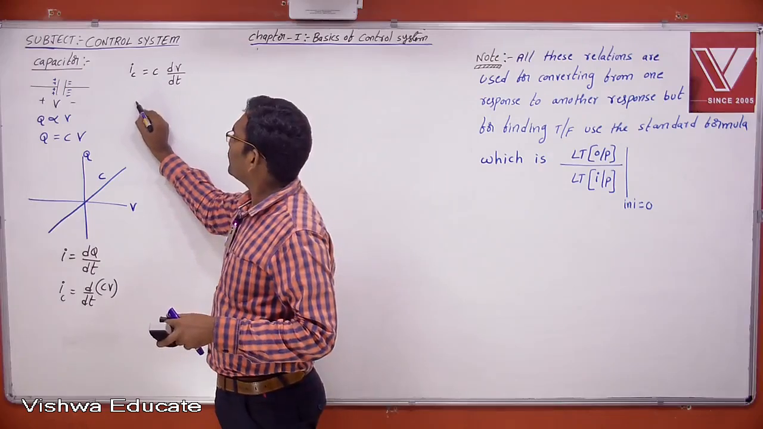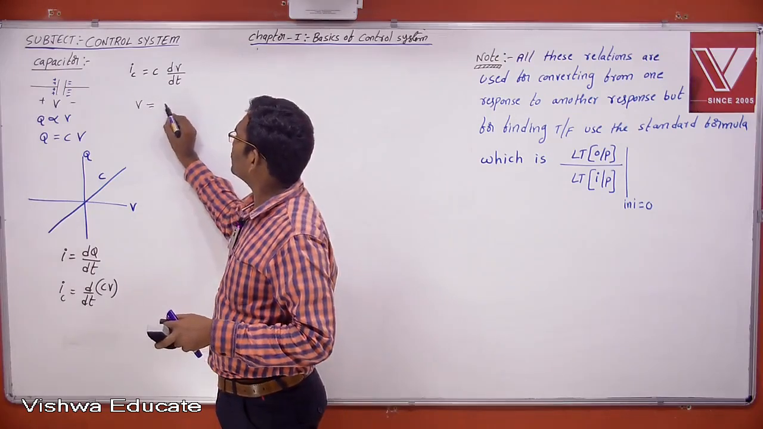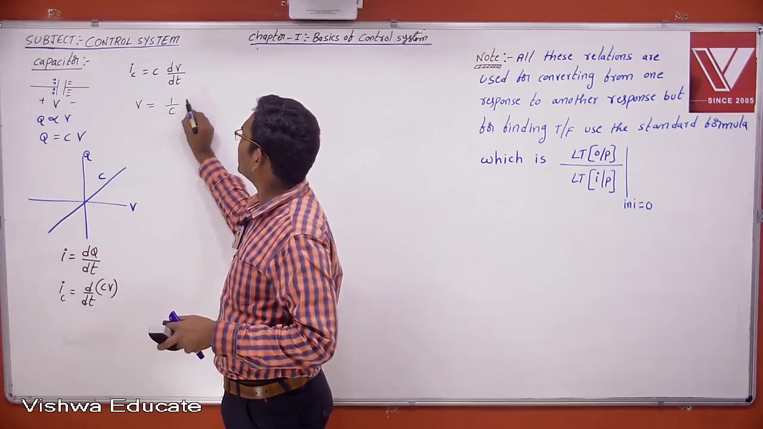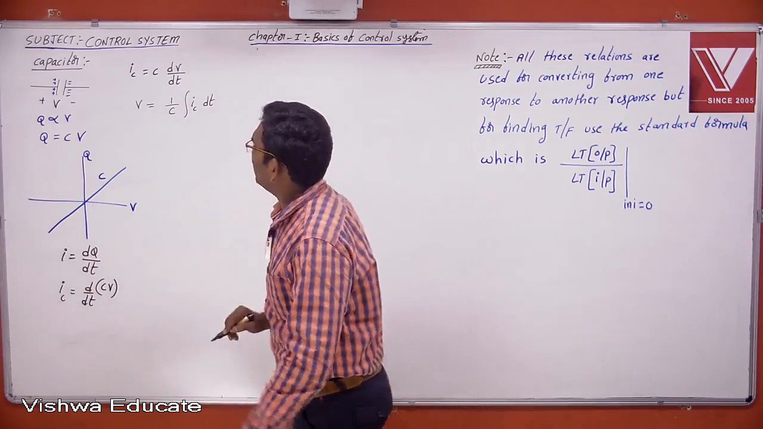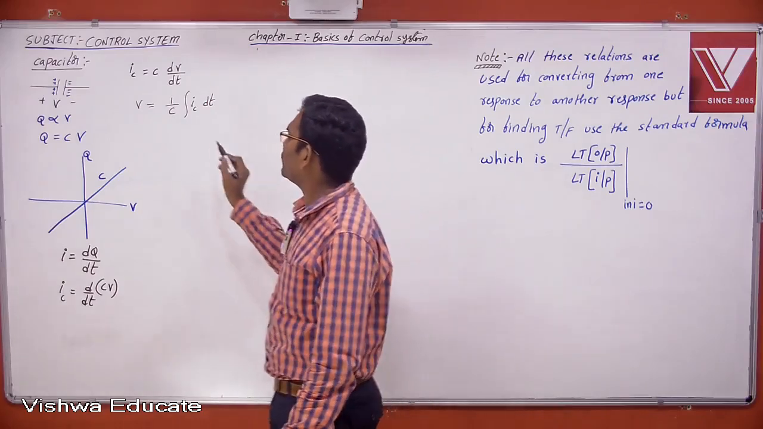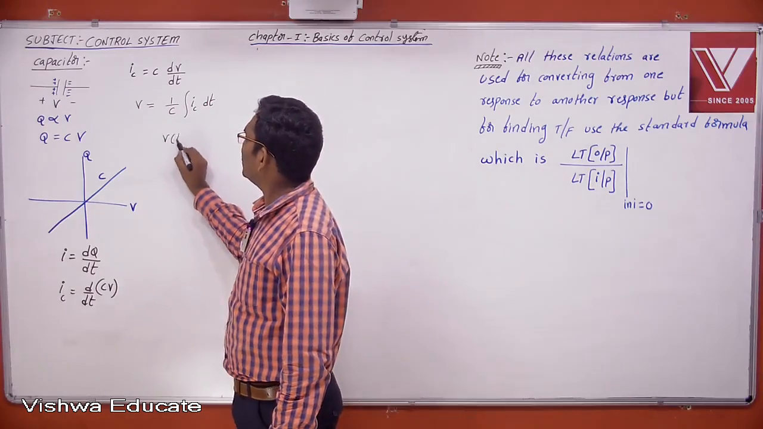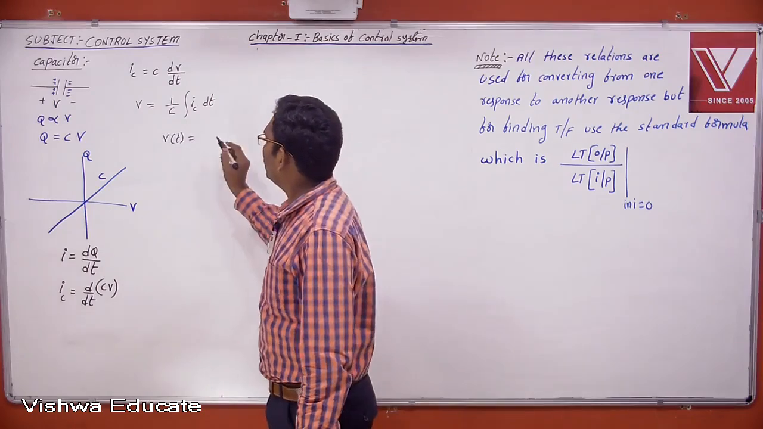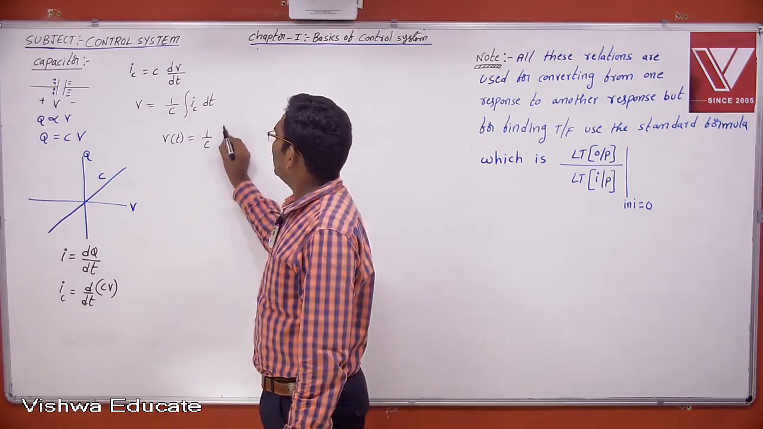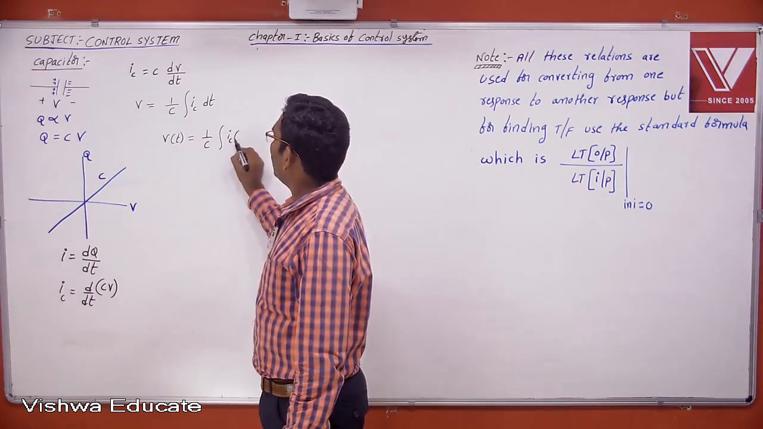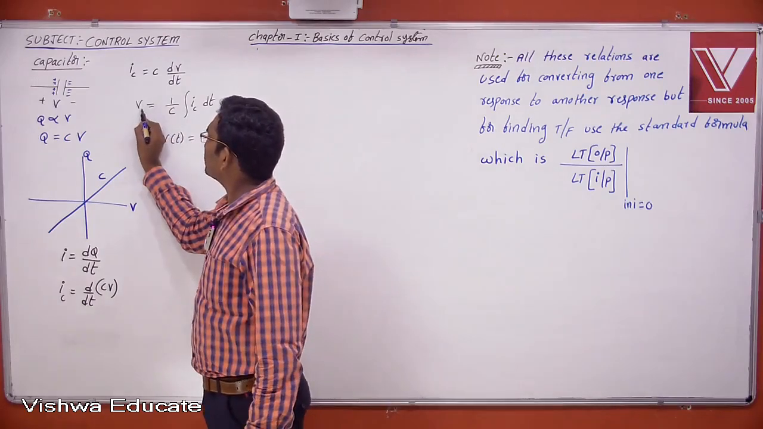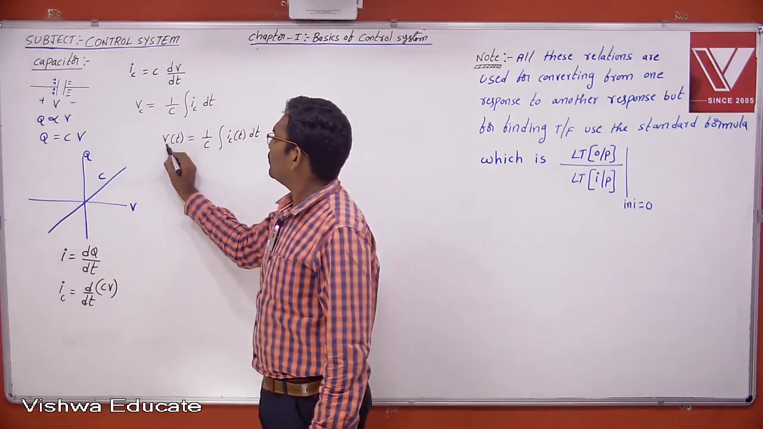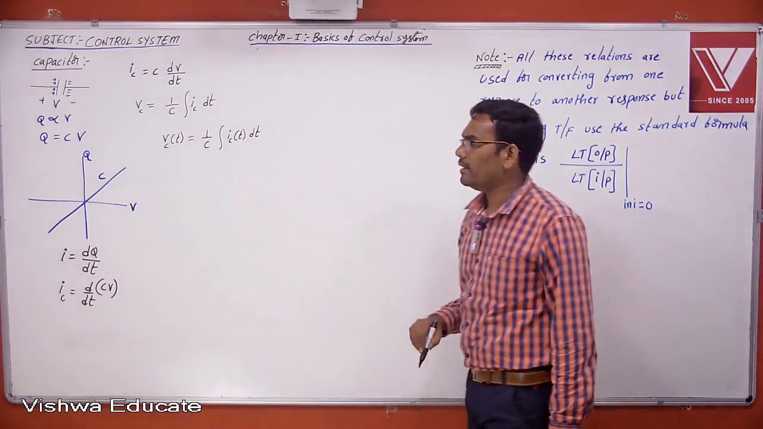Then from here, what is the voltage? Can I write it like this? Voltage equals 1 by C integral of I into dt. With respect to time, V of t equals 1 by C integral of I of t into dt. This is the voltage across the capacitor, and this is the current passing through the capacitor.